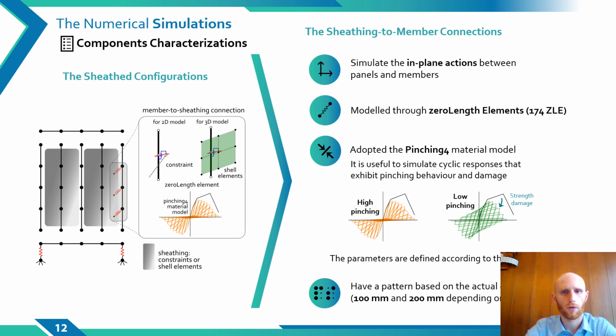The in-plane behavior of the sheeting-to-member connections was modeled through zero-length elements assigned the pinching4 model. This model enabled the simulation of a cyclic behavior that exhibits damage and pinching phenomena. The connection distribution is based on the actual arrangement of the fasteners, for a total of 174 zero-length elements.